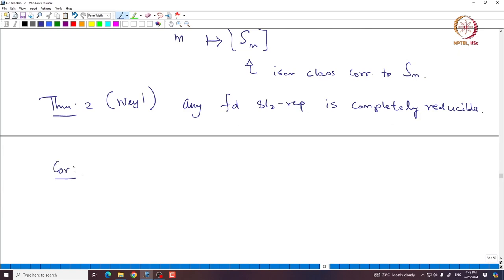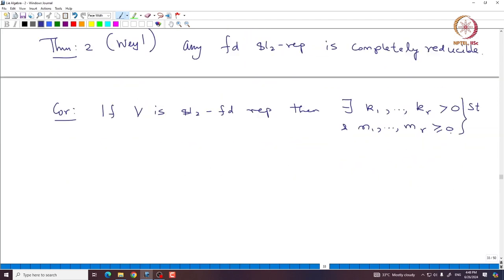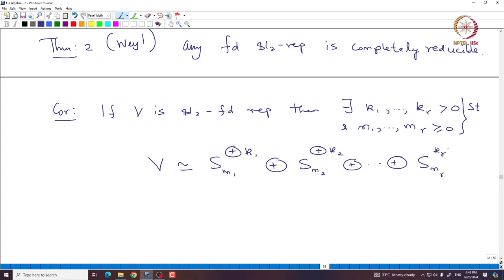Okay, as a corollary, if V is a finite dimensional SL2 representation, then there exist, let us call them, k1 etcetera kr positive integers, and m1 etcetera mr non-negative integers, such that V is indeed isomorphic to S_m1 direct sum k1 times, direct sum S_m2 k2 times, direct sum etcetera, direct sum S_mr kr times. Okay. So, these are all the finite dimensional representations that you can get for SL2 representations.